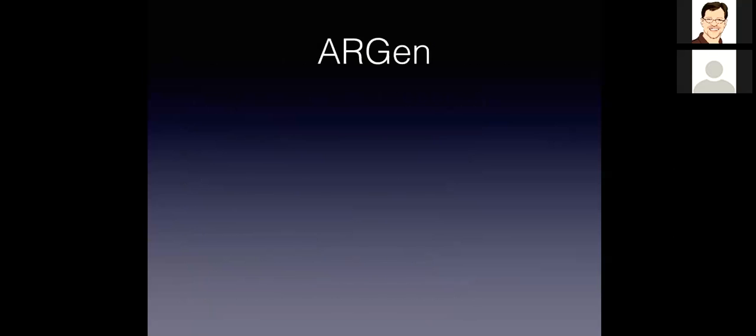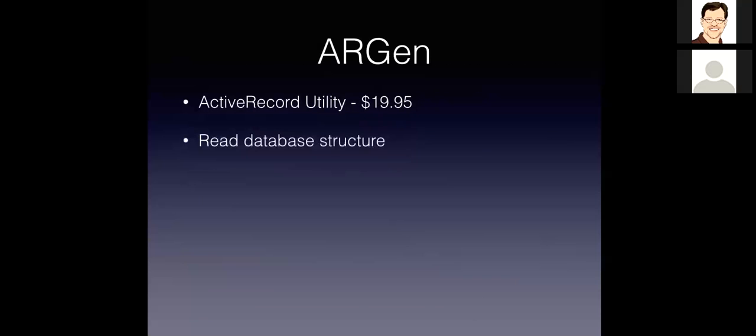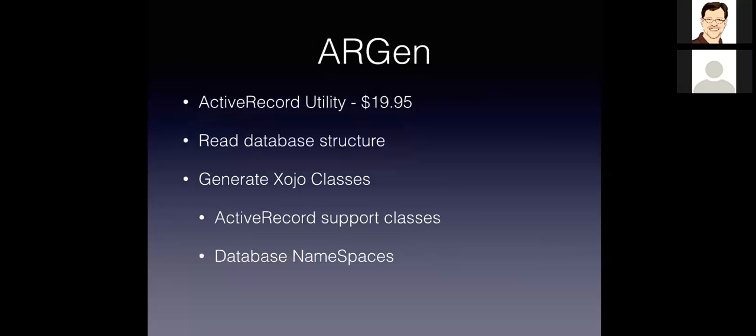All right, so we talk a little bit about RGen here. It's our ActiveRecord utility. It reads the database structure, and it'll generate all the Xojo classes it requires. We've got ActiveRecord support classes, and then it will generate the database namespaces. And then one of the other options we have in there is we do prefixes. Some people ask for postfixes. And then some people didn't want anything, so they just wanted the plain table name in there, so that's one of the options. So before I get into the demo, I'm going to go in and answer some questions here.